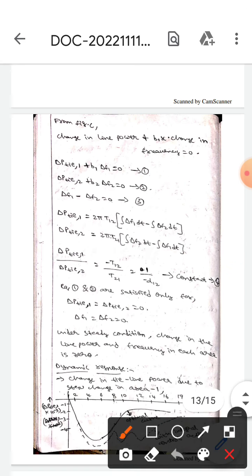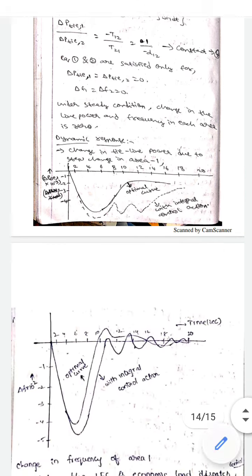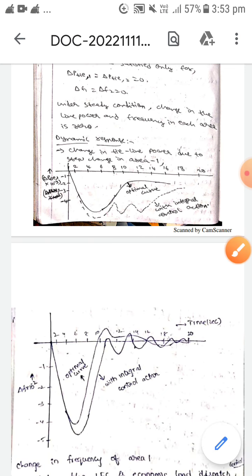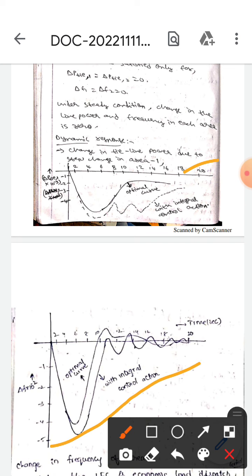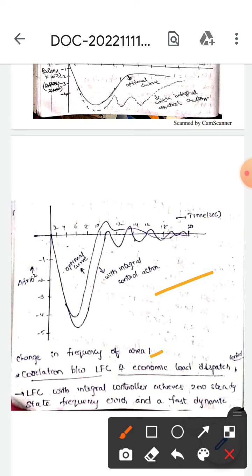Here these two equations are satisfied only when delta P_tie,1 equals delta P_tie,2 equals 0, whereas delta f1 equals delta f2 equals 0. Under steady state condition, change in line power and frequency in each area is 0. If you observe here, this is the dynamic response: this curve represents change in tie line power due to step change in area 1, whereas this waveform represents change in frequency of area 1.